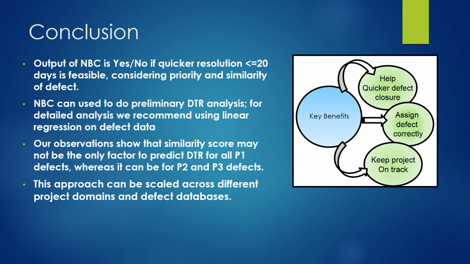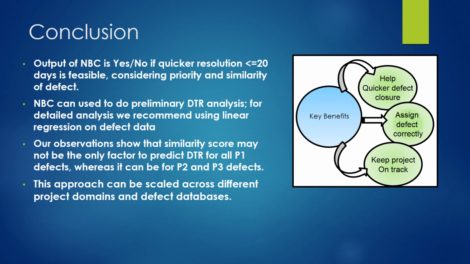We saw 3 approaches based on supervised classification and regression machine learning techniques to predict DTR. The output of naive Bayes classifier is either yes if quick resolution is possible or no if quick resolution is not possible in less than or equal to 20 days, considering priority and similarity of defect. Naive Bayes classifier can be used to do preliminary DTR analysis. For detailed analysis, we recommend using linear regression on defect data.